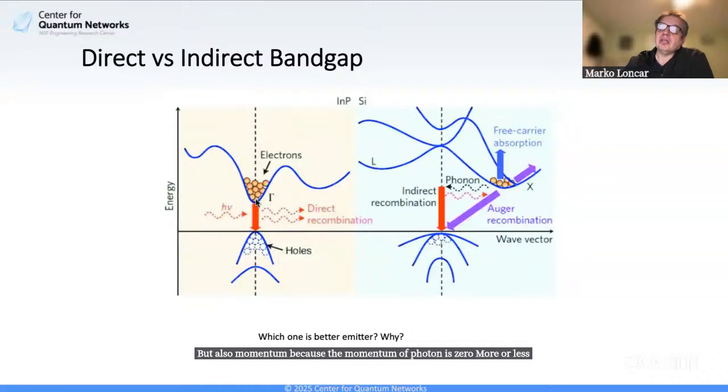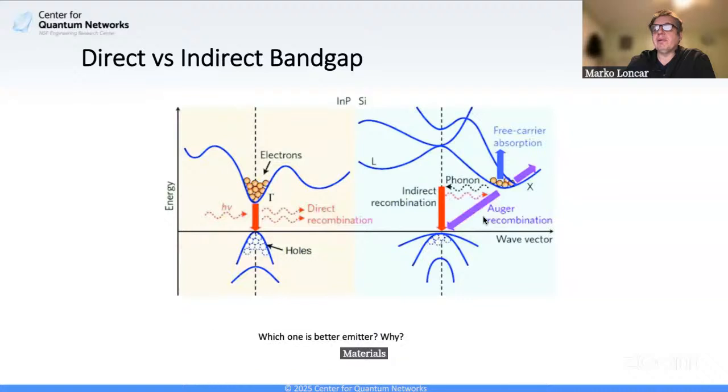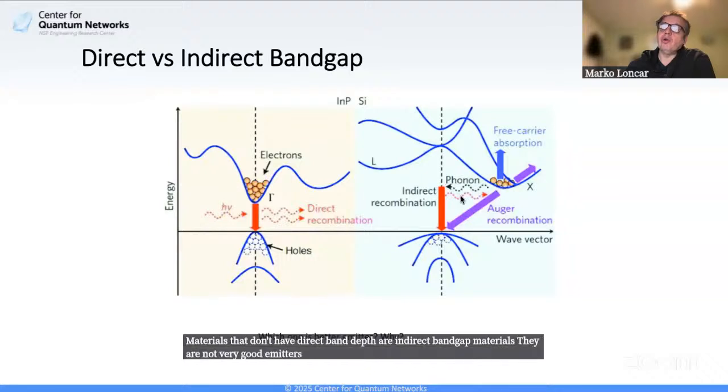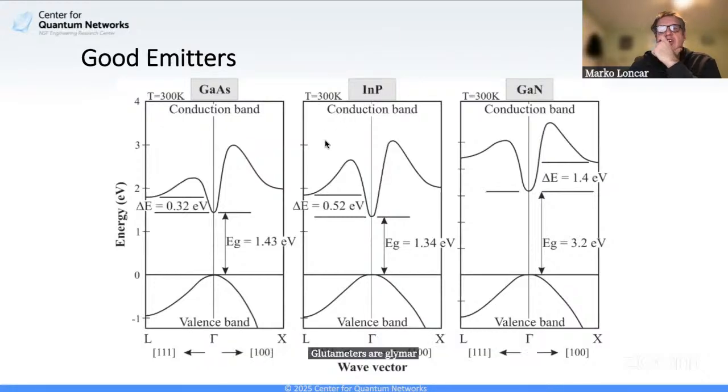The net electron and hole need to sit above one another. They shouldn't have any momentum. Materials that don't have a direct bandgap are indirect bandgap materials. They are not very good emitters, because they require a phonon to participate in this process. Good emitters are gallium arsenide, indium phosphide, gallium nitride. Silicon is not a good emitter.